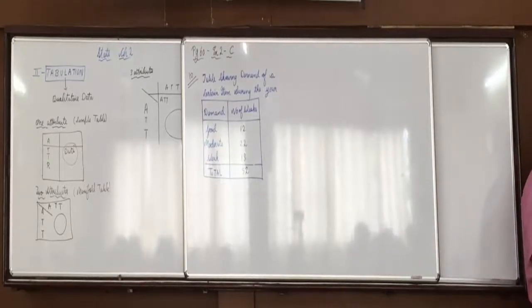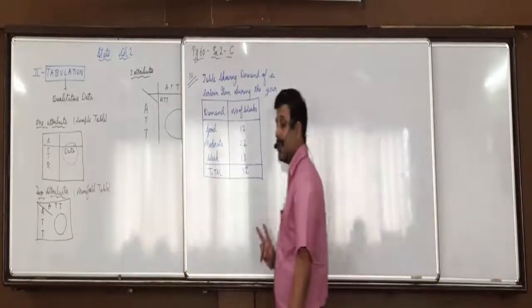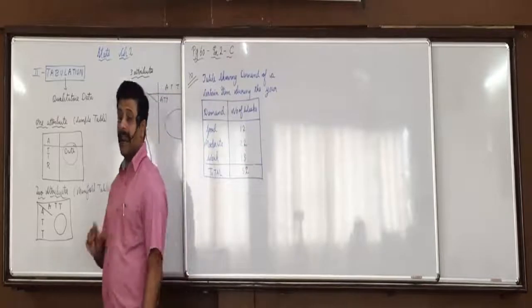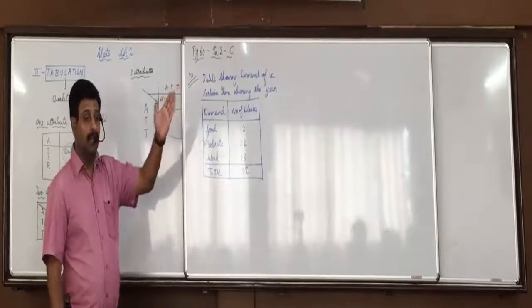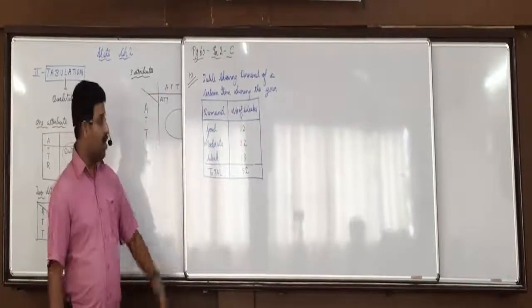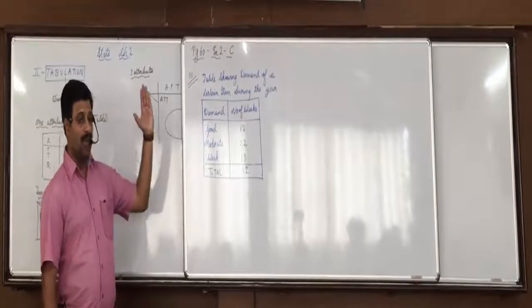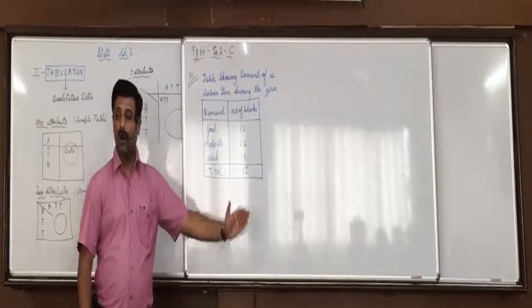50% of males are married. Second attribute is marital status. That will come in columns: married, unmarried, total. In the rows we will write male, female, total. In the columns we will write married, unmarried, total.